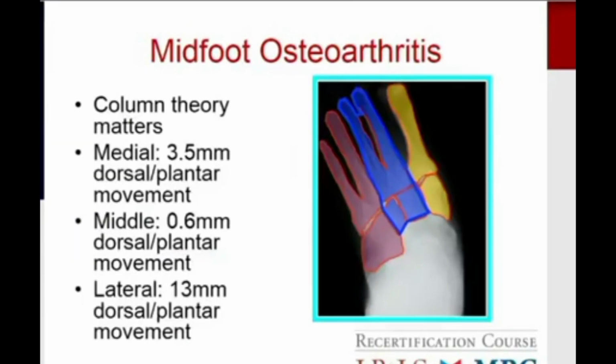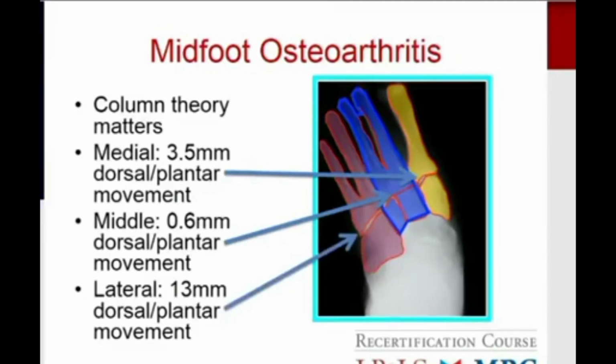The column theory I talked about before: the medial column gets about 3.5 millimeters, or mid-grade, of dorsal plantar motion with manipulation. The middle column has much less than a millimeter of motion across that site, but ironically it's the most symptomatic column in the mid portion of the foot. The lateral column gets 13 millimeters of motion across that site, the most mobile and yet the least symptomatic in the world of arthritis in the mid portion of the foot.